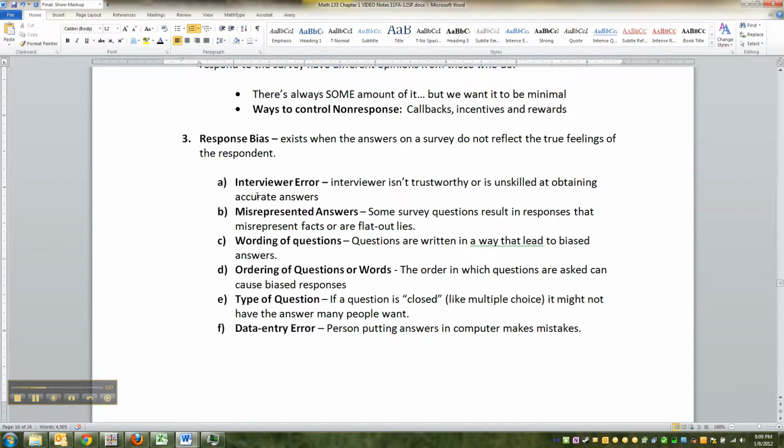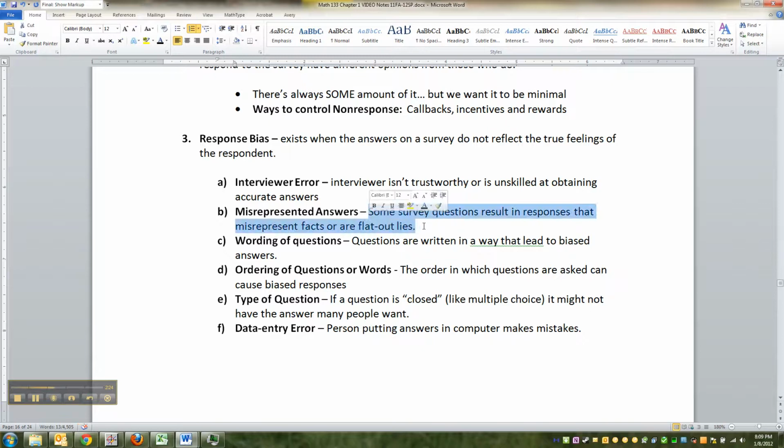So the interviewer is untrustworthy, or they are wrong, or they ask the wrong questions, they screw up, they don't follow the procedure, that kind of thing. There's misrepresented answers. Sometimes people misrepresent facts. They lie. They want to believe better about themselves. So a classic example of this is if you ask people whether or not they donate blood, way more people say they do than actually do because they want the interviewer to think well of them.